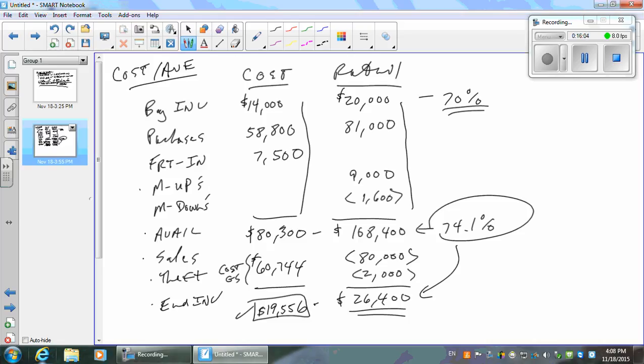We're going to leave these markdowns out and get our percentage before the markdowns. And then we'll still take the markdowns out. We'll just move them down where the sales are. So this is going to move down here, and I'm going to get a different percentage when I do it, okay? So let's give this a shot. Same numbers.